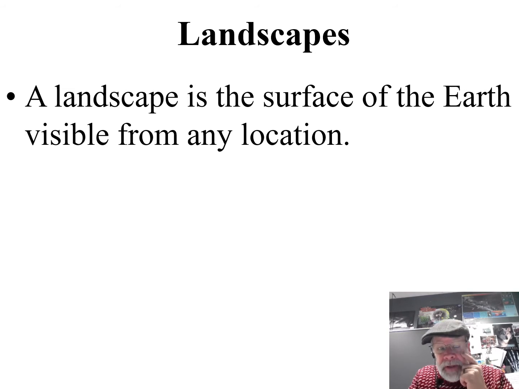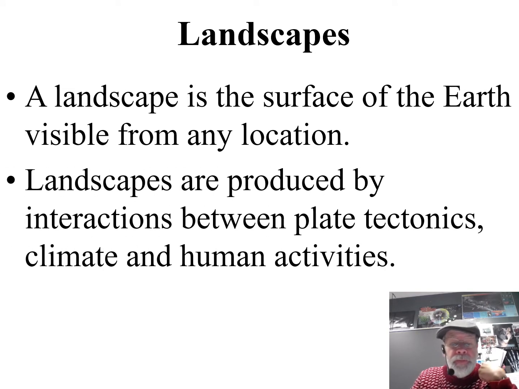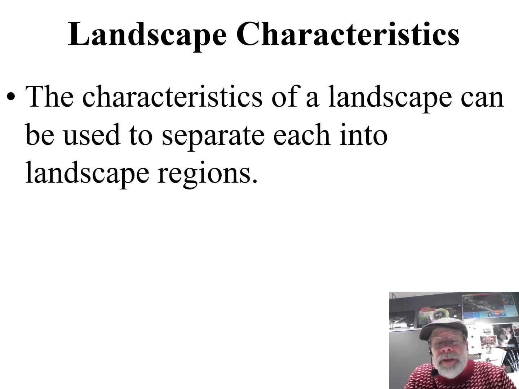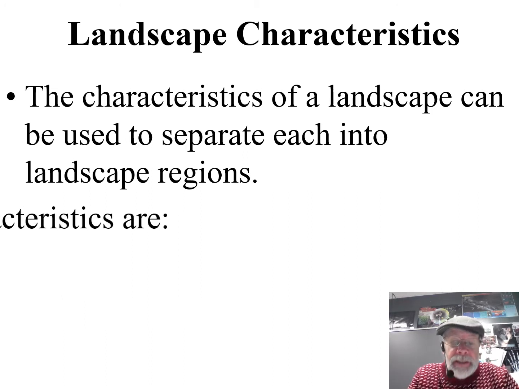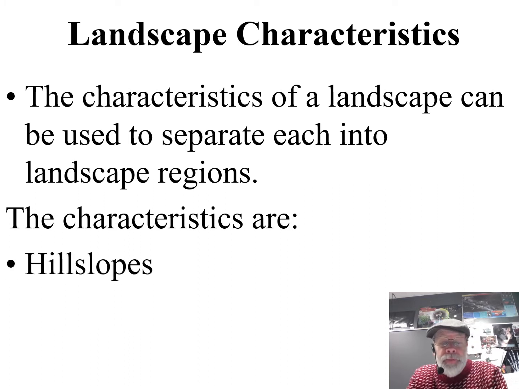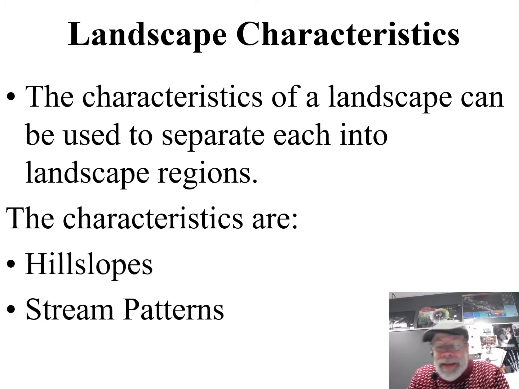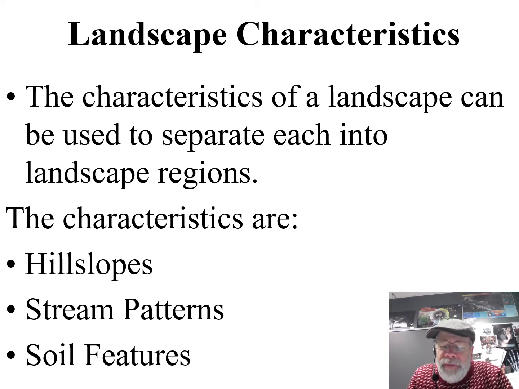So the landscape is the surface of the earth visible from any location. Landscapes are produced by interactions between plate tectonics, climate, and a little bit of human activities in most places. In some places, human activities have a really big role to play. So the characteristics of a landscape can be used to separate each into landscape regions. The characteristics: hill slopes, stream patterns, and soil features. That sounds a little nitpicky, but you'll see that this makes sense.